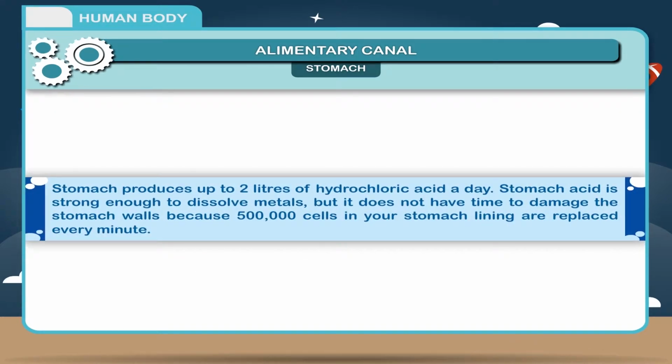The stomach produces up to 2 liters of hydrochloric acid a day. Stomach acid is strong enough to dissolve metals, but it does not have time to damage the stomach walls because 5 lakh cells in your stomach lining are replaced every minute.